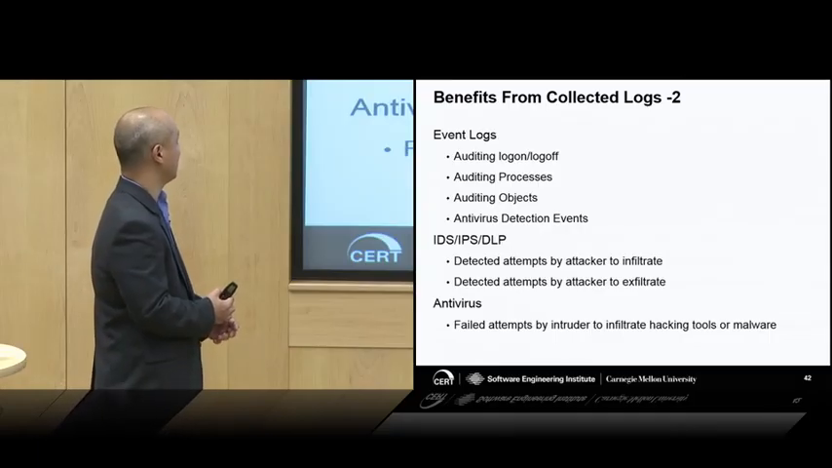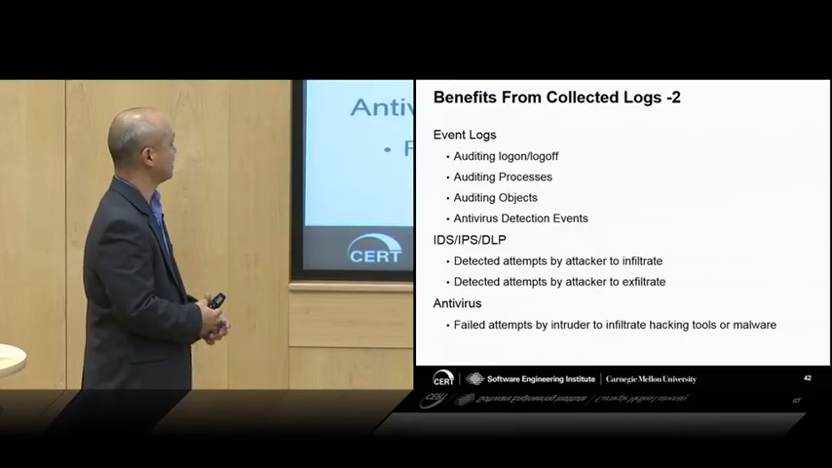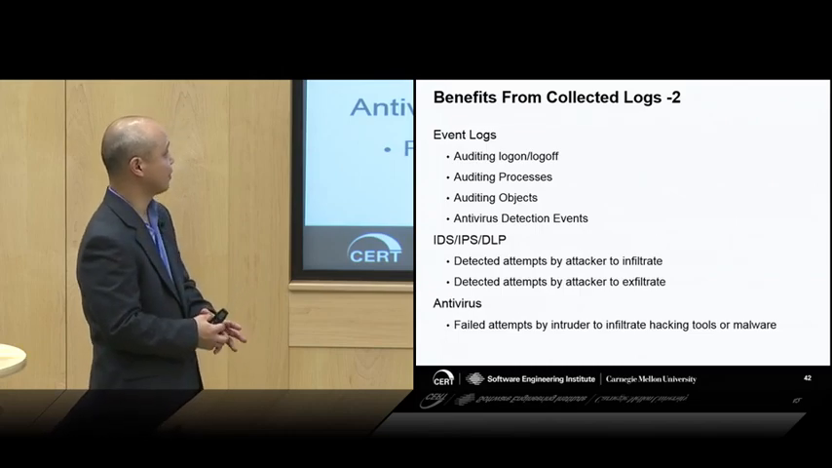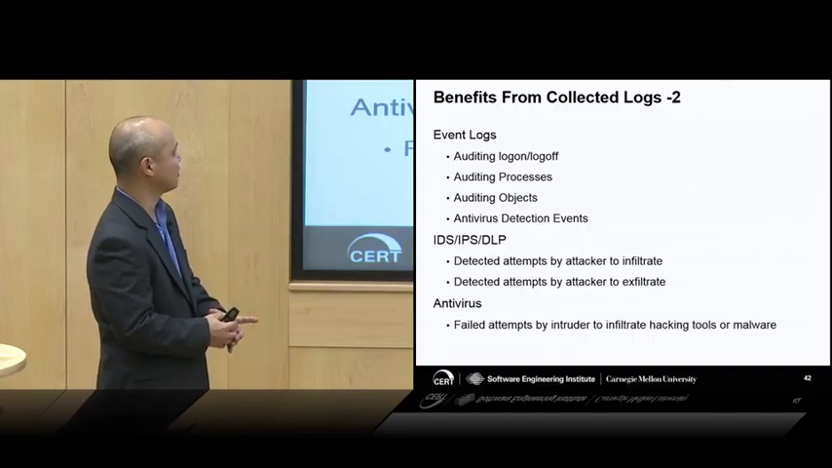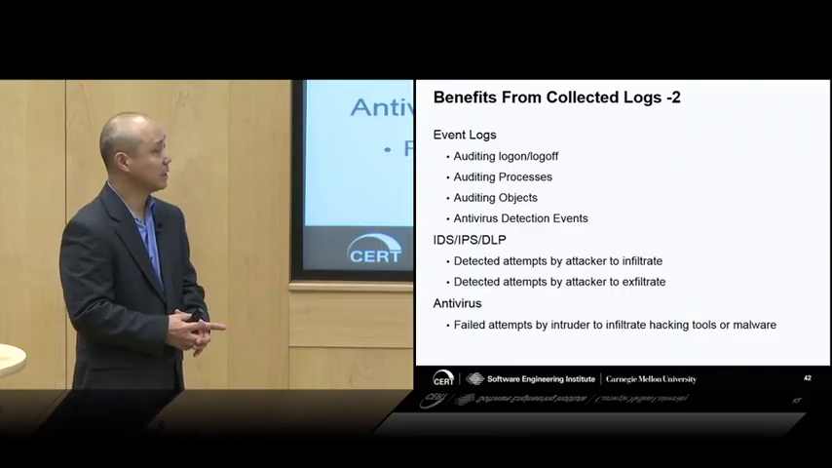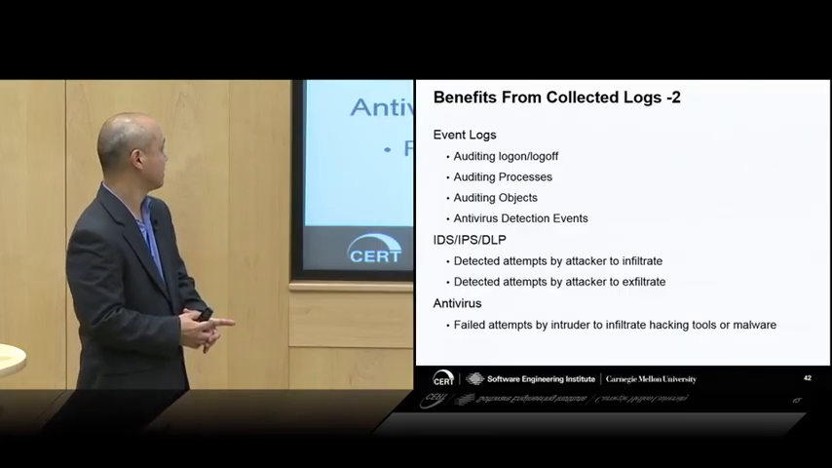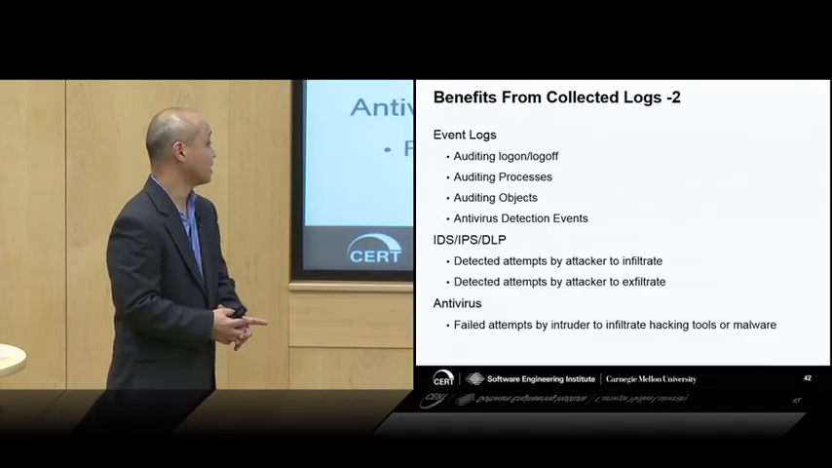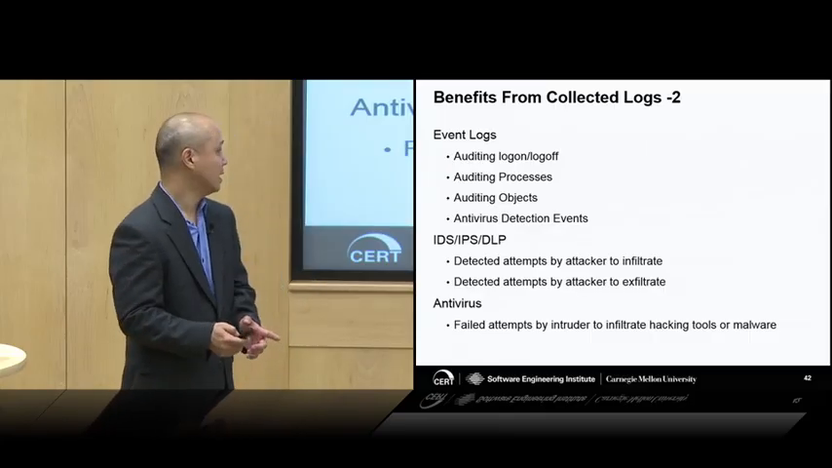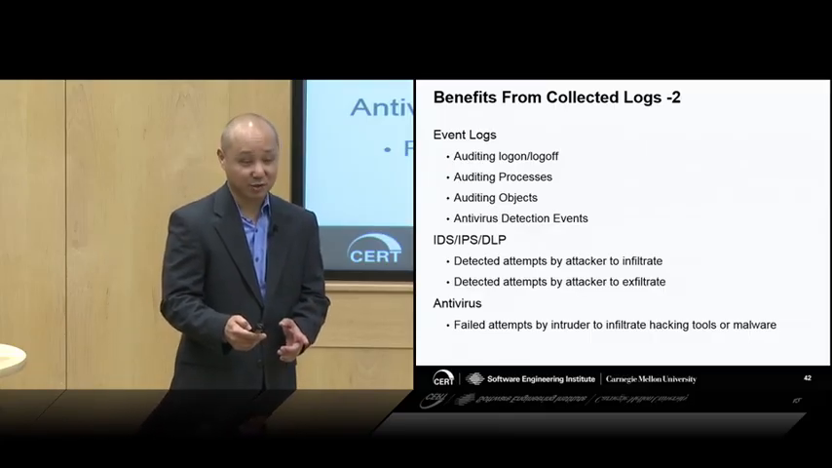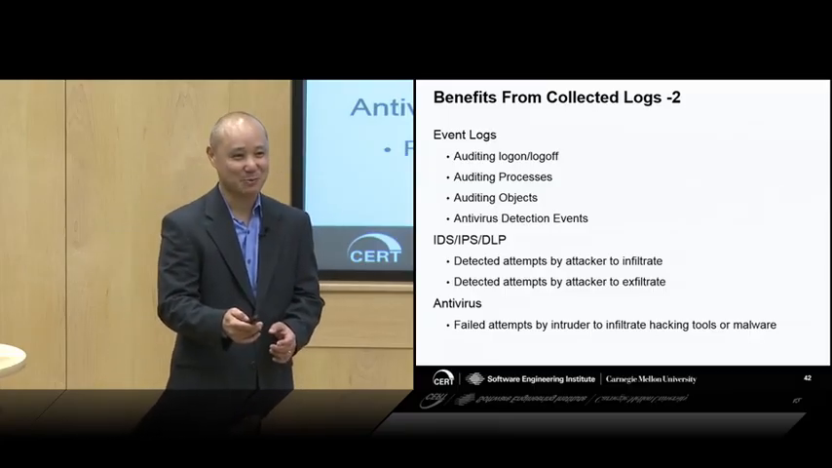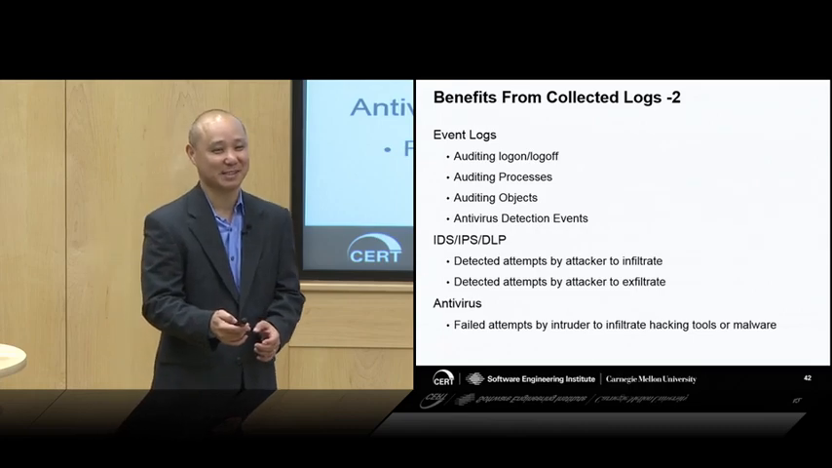IDS, IPS, and DLP, data loss prevention, right? You can possibly detect attempts by attackers to infiltrate or exfiltrate. Most of the time it'll be exfiltrate. Sometimes you can catch things being uploaded going in. And antivirus, of course, catches failed attempts by the intruder to infiltrate hacking tools. Sometimes that'll be obvious. It's interesting from a red team standpoint that you do all this stuff to get in, and then some simple antivirus catches your payload, and then you're not happy.